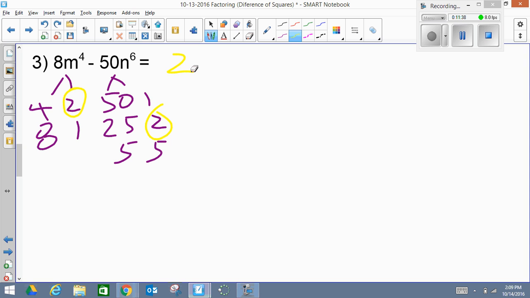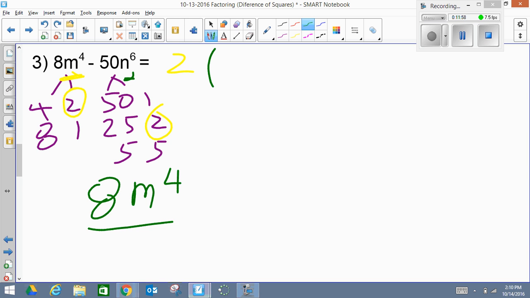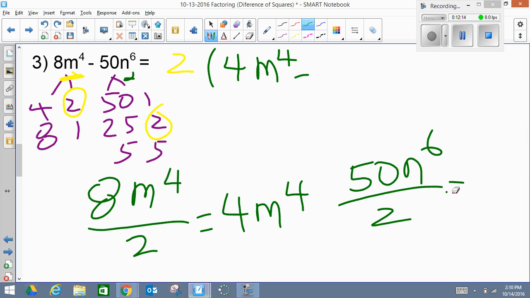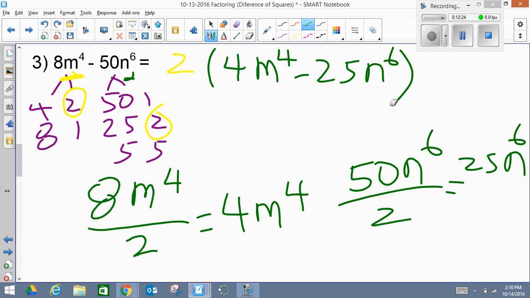So I'm going to bring that out. Quick question. Is the M common? It's not. Is the N common? It's not. You see, in order to be common, you have to have it on both terms. And they're not. So at that point, open my parentheses. First term divided by my common factor, which is 2. My answer, 4m to the 4th power. So that goes inside the parentheses. Minus second term, 50 n to the 6 divided by 2 is equal to 25 n to the 6. And that goes on my second term to the 6th power. Okay? That's my greatest common factor.